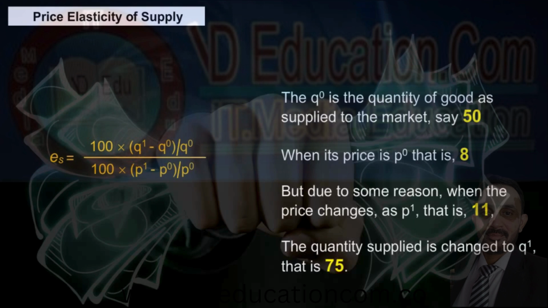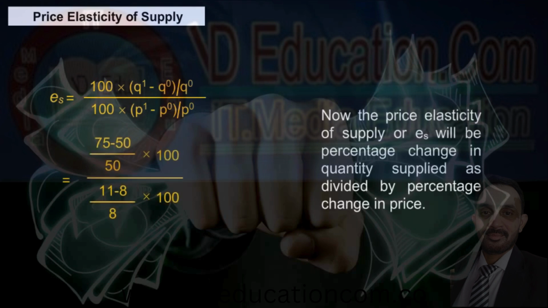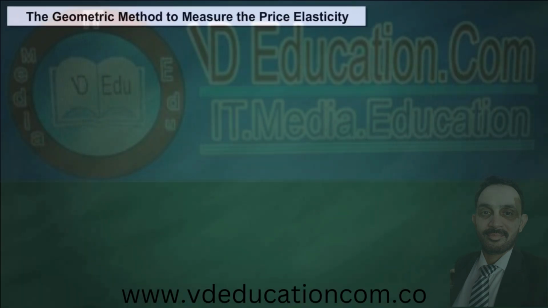Q0 is the quantity of a good supplied to the market, say 50, when its price is P0, that is 8. But due to some reason, when the price changes to P1, that is 11, the quantity supplied changes to Q1, that is 75. Now the price elasticity of supply or ES will be the percentage change in quantity supplied divided by the percentage change in price. The geometric method to measure the price elasticity.